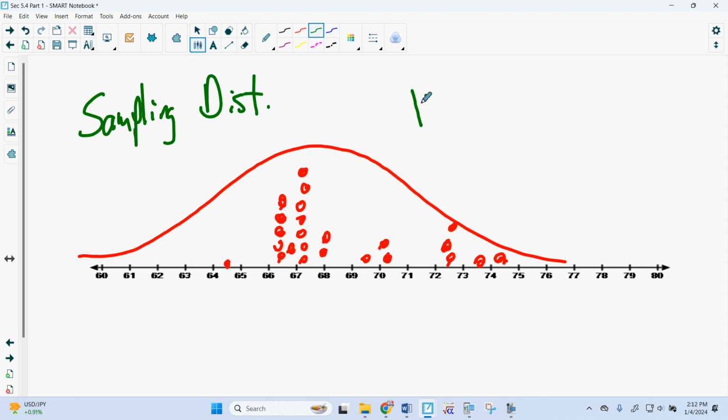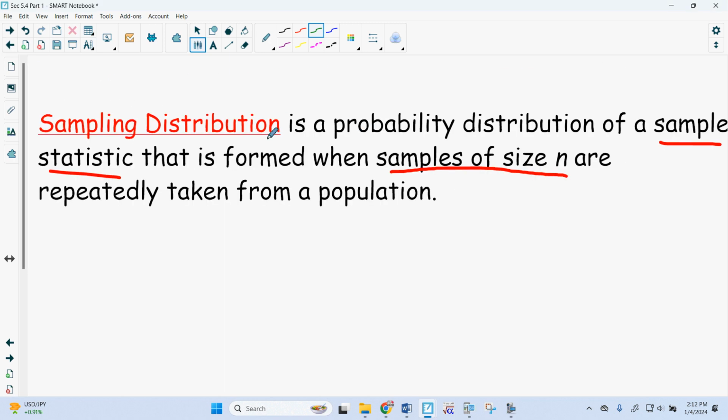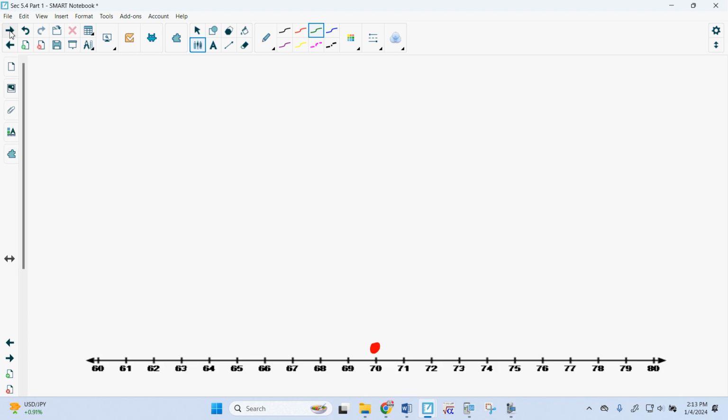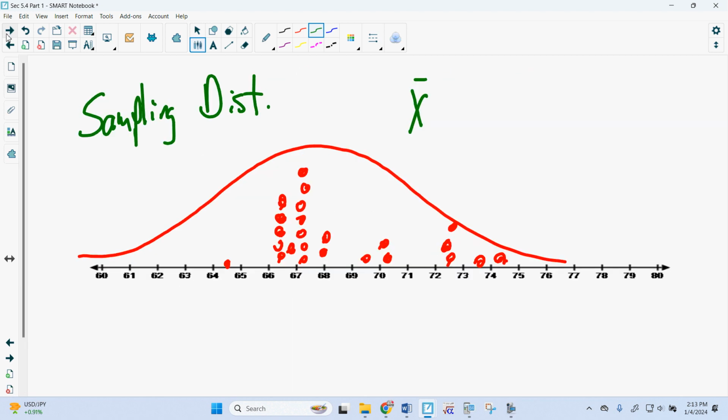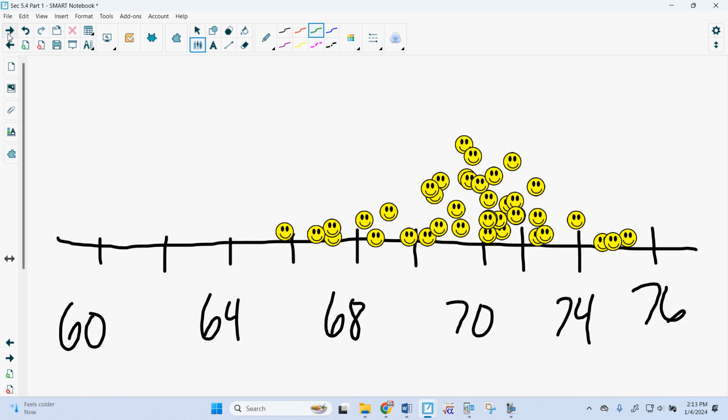This is a sampling distribution of X bar. So the sampling distribution is, go back to it here, the probability distribution of all the samples that are taken from a population. So if we did this and I said I wanted everybody to do this 10 times, so everybody would have 10 averages, and then we plot all 10 on the number line over and over and over again. Here's some more, a class plotted.